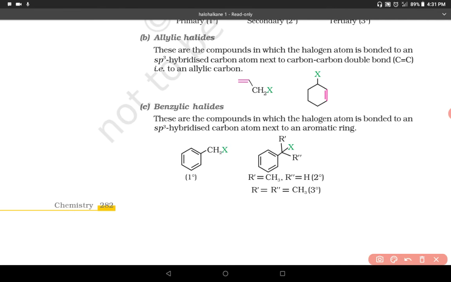Allylic halides. These are the compounds in which the halogen atom is bonded to an sp3 hybridized carbon atom next to a carbon-carbon double bond.